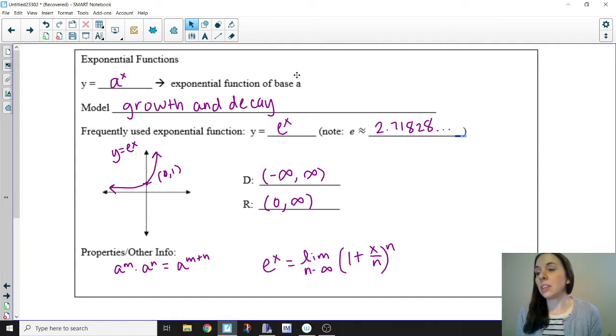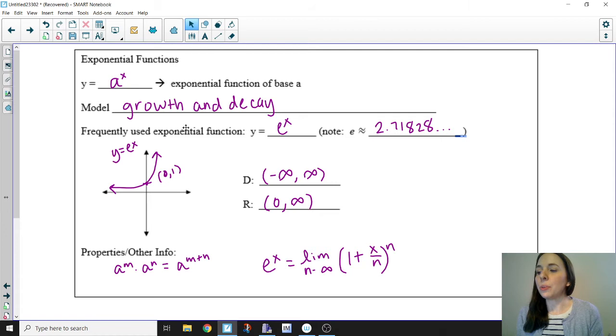And the first thing that you need to know is that whenever you hear me say base a, that is standing for a number. a is any number. So this could be y equals 2 to the x. This could be y equals 10 to the x. It's any number. And exponential functions model growth and decay, right? Like moldy peaches, growing mold.